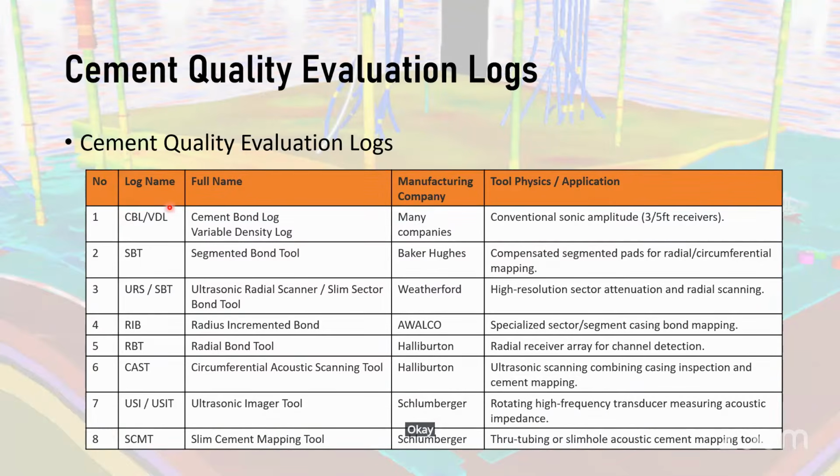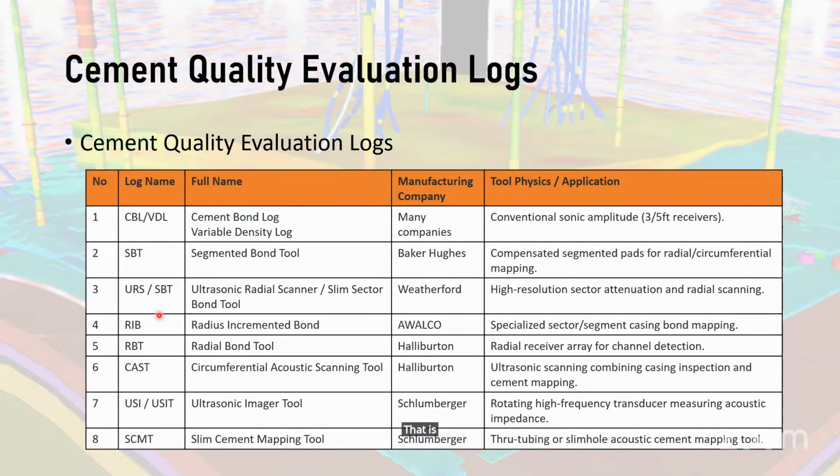If you want more accuracy or more focusing, because the CBL VDL measures average amplitude, maybe you have a channel at a certain side of your casing, so we want to map this.